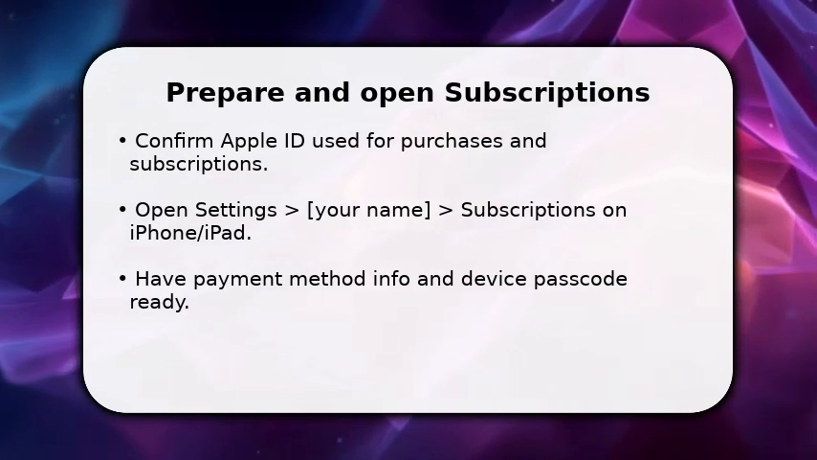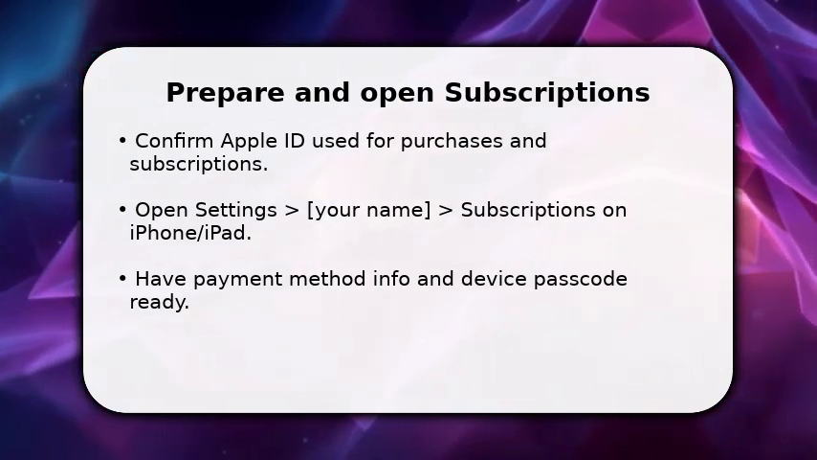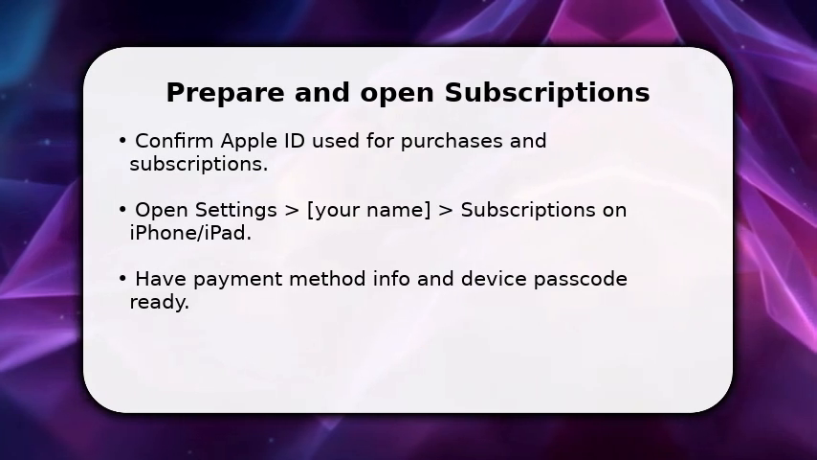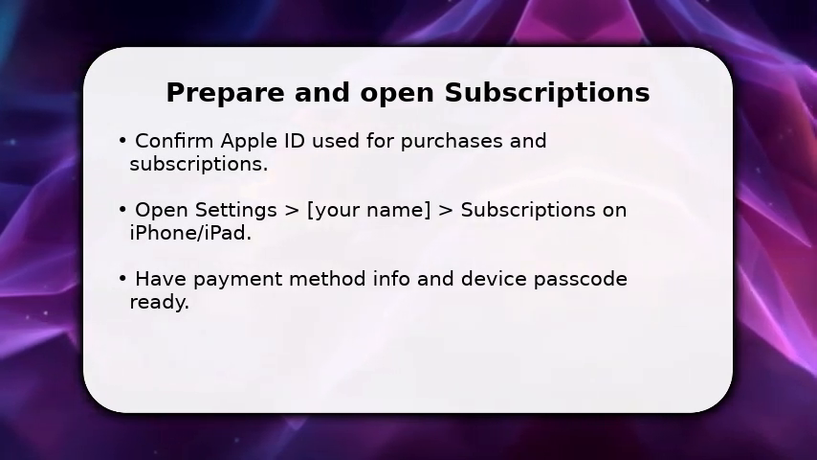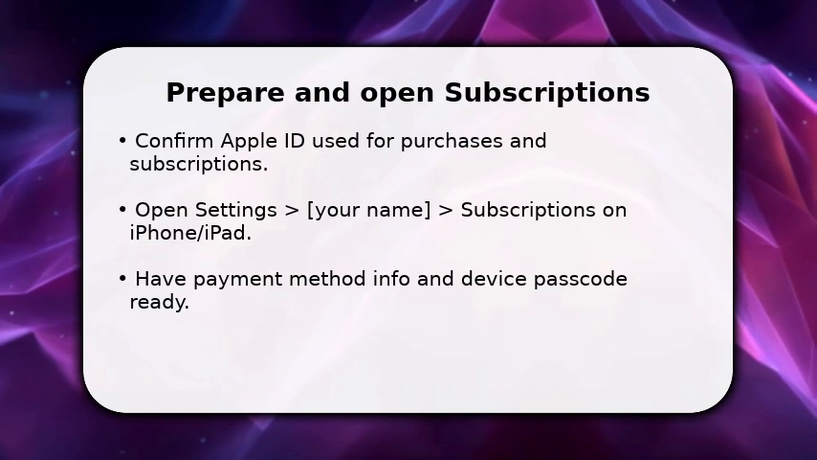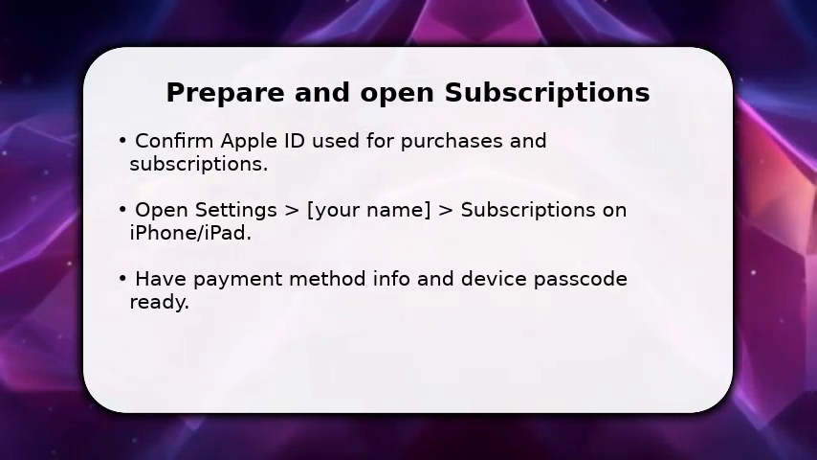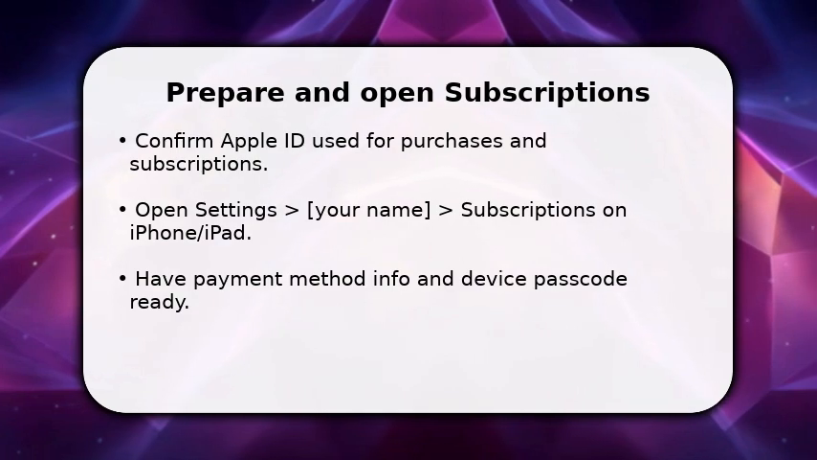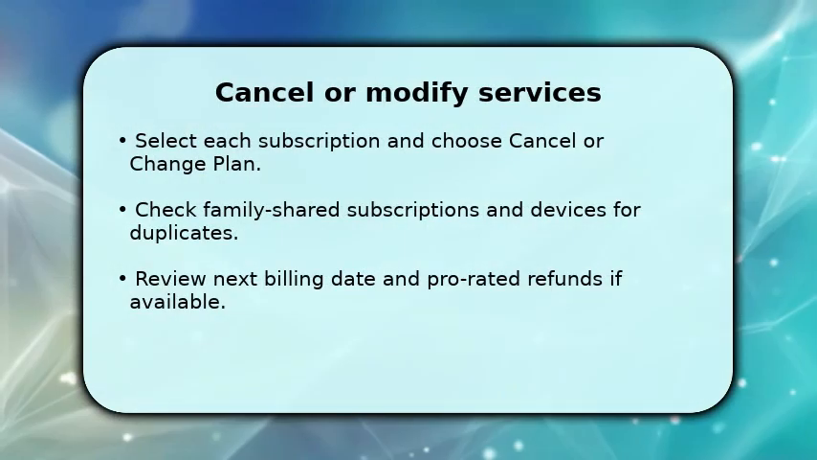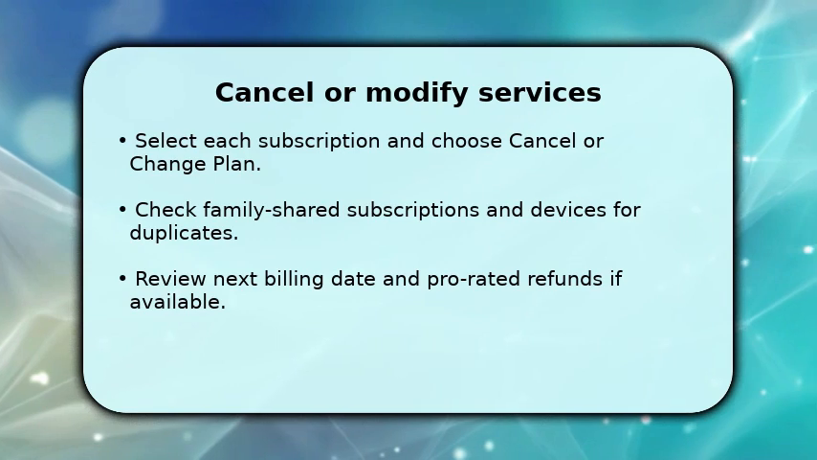Make sure you have your device passcode and payment method details available. You'll need them to confirm changes. This avoids delays and accidental cancellations on the wrong account, and it ensures you can immediately manage each service rather than searching through menus. Now, tap each subscription to cancel or switch to a cheaper plan.